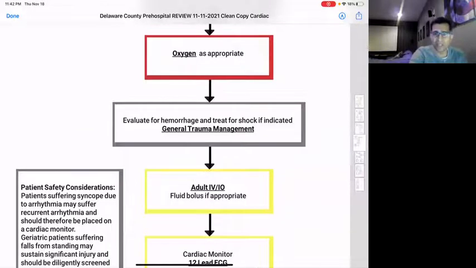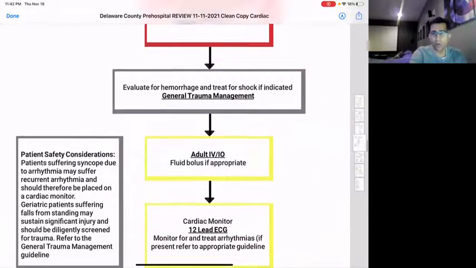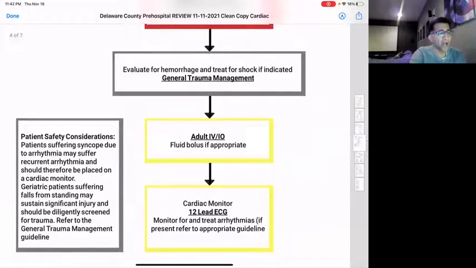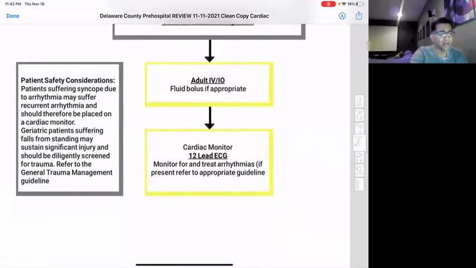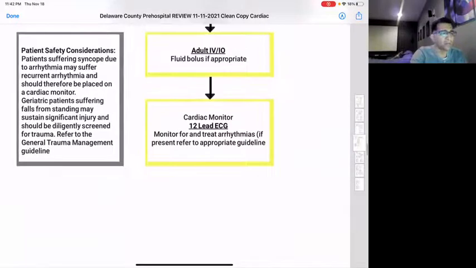management too. If the syncope or near syncope is due to trauma, that's something really important for us to think about. Obviously, give them IV fluids and get that 12 lead monitor and keep them on monitor so we know what's going on as we're transporting.